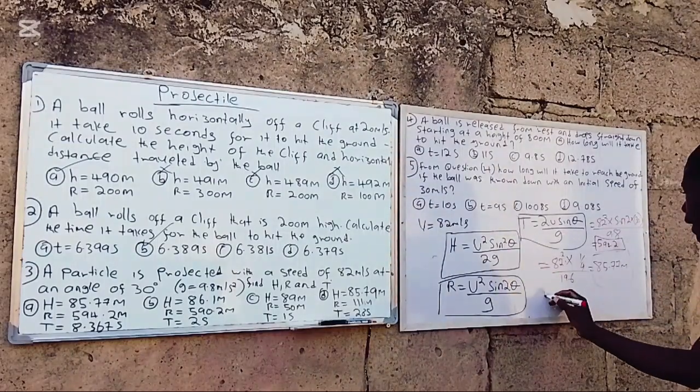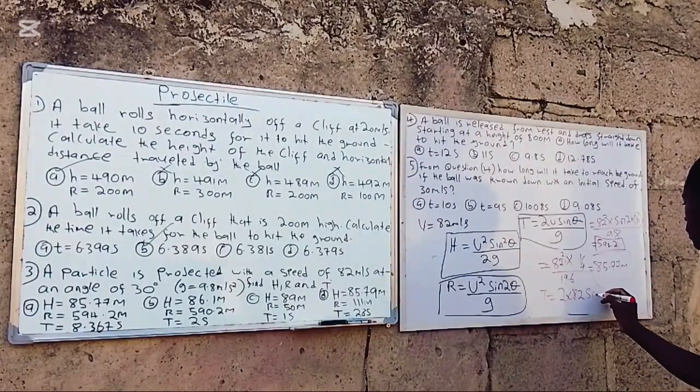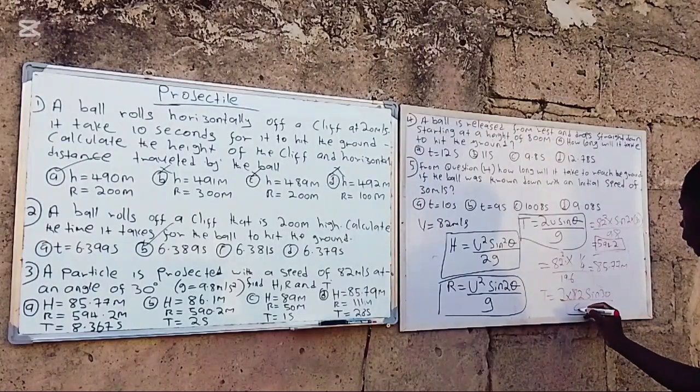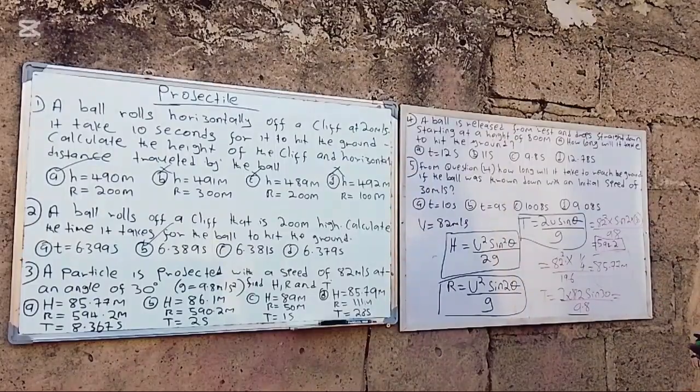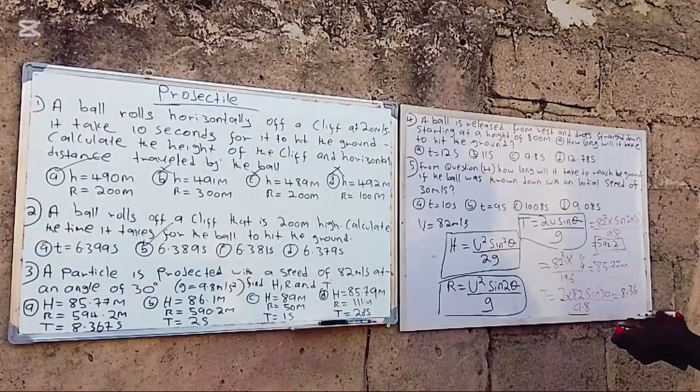So what will be the time of flight? Time of flight should be equal to 2 multiplied by 82 sine 30 divided by 9.8. So this should now be 2 multiplied by 82 multiplied by 0.5 divided by 9.8, which is equal to 8.367 seconds.